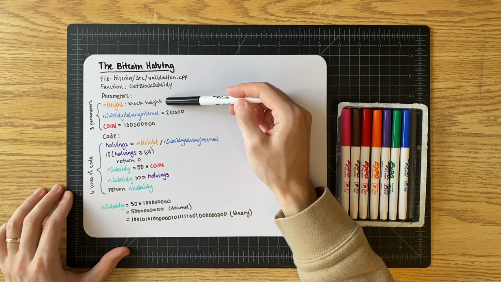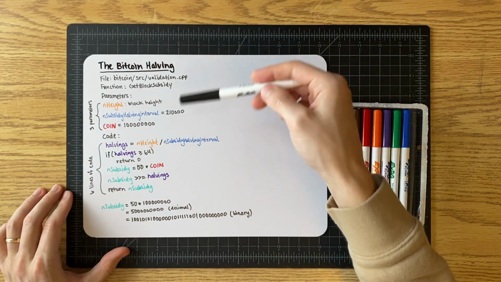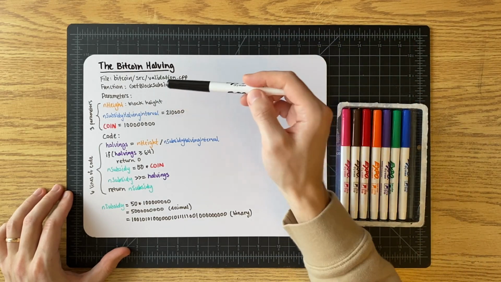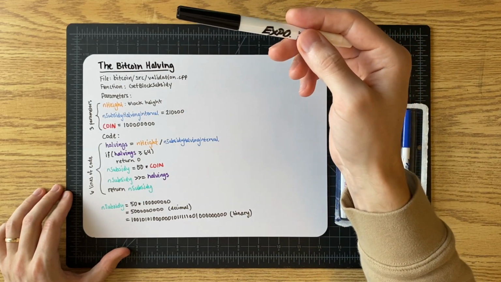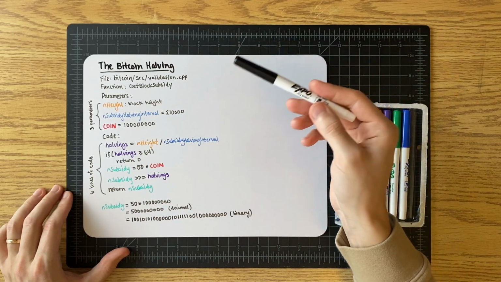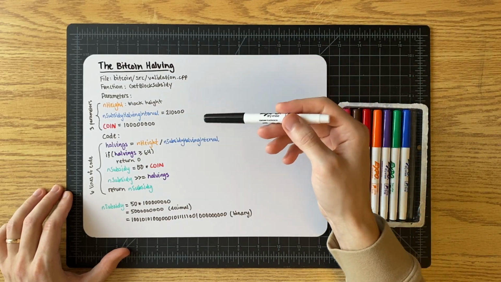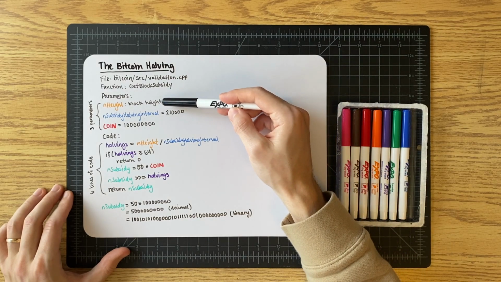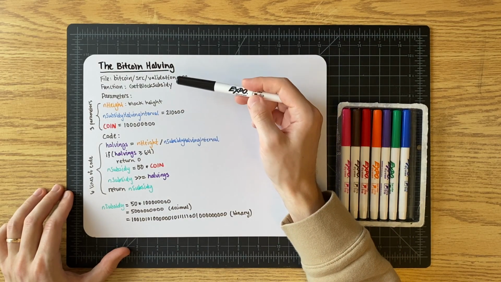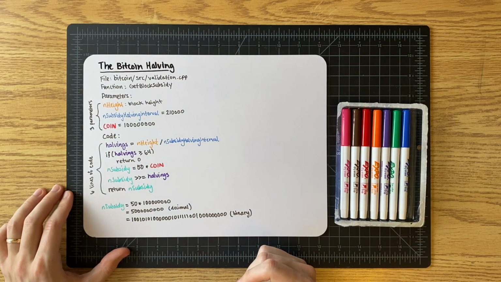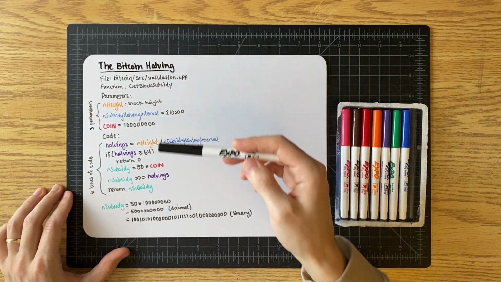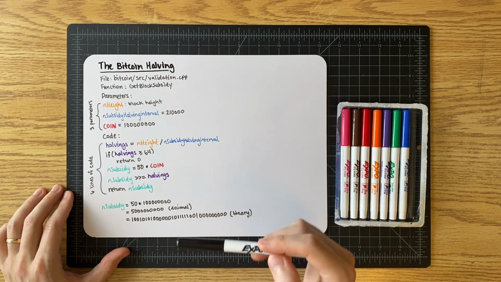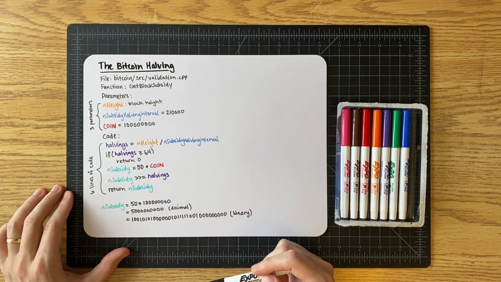This first parameter is one that changes over time, right? This is the block height, and as we mine more and more blocks, the block height gets higher and higher. Currently we're at block height 830-something thousand, and once we reach block height 840,000, the halving happens, right? So let's walk through this code and see how that works in practice.